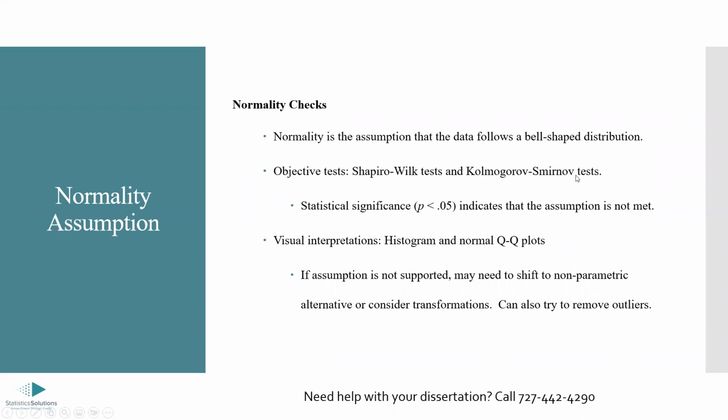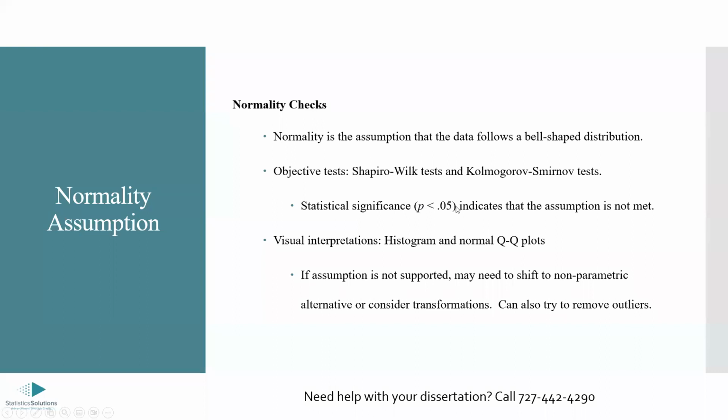And usually in statistics, significance is a good thing. If you find a p-value lower than 0.05, that is usually a good indication that you have a significant relationship or a significant difference between your groups. However, for these two tests, a significant result is actually not ideal.